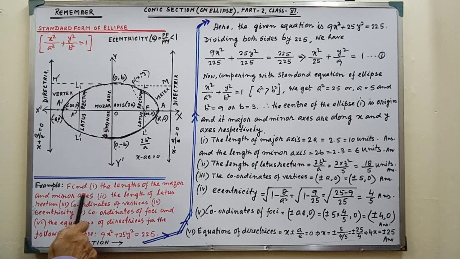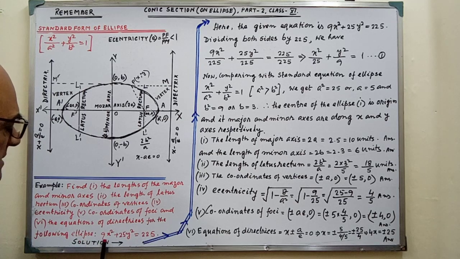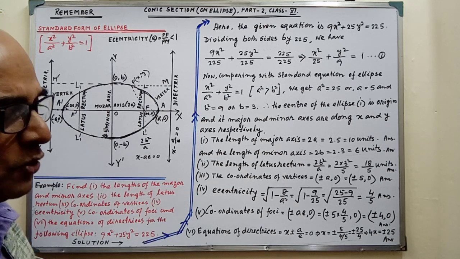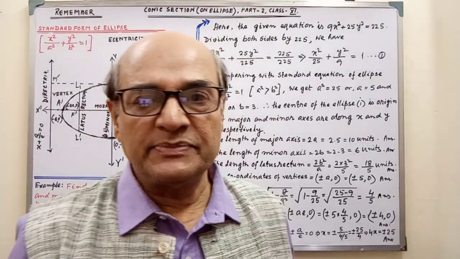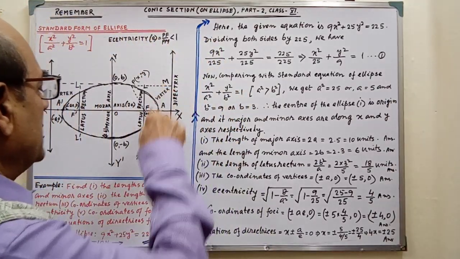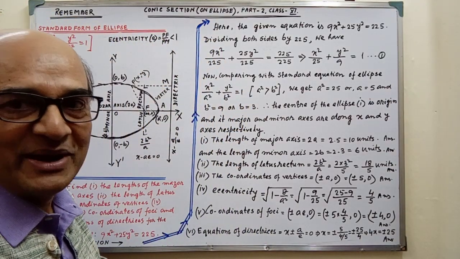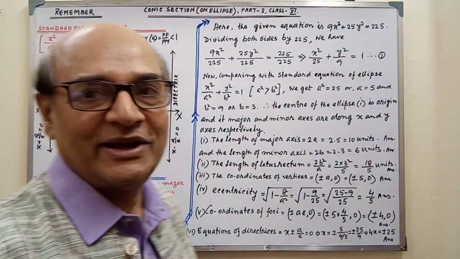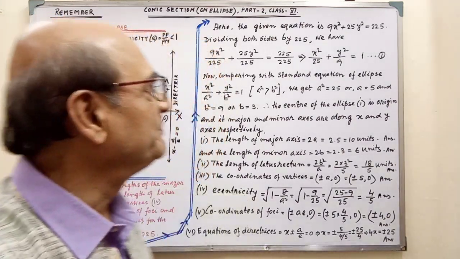On this, one sum is given. Find the length of the major and minor axis, the length of latus rectum, coordinates, etc. in the following ellipse, that is 9x square plus 25y square equal to 225. One equation of ellipse is given. From that equation, we have to find out the several terms. Please pay your attention. If you follow the steps, easily you will understand.